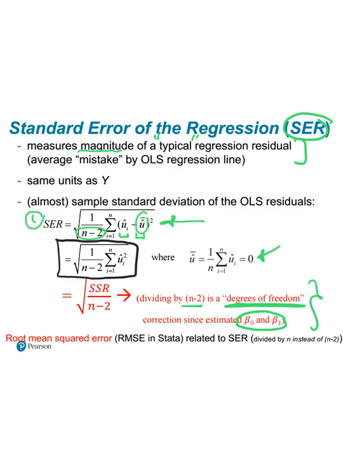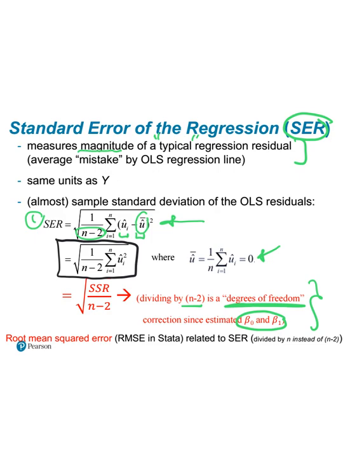So this says if we wanted to calculate by hand the standard error of the regression, we would square each of the estimated residuals. We would then sum that up and multiply by 1 over n minus 2. That would give us the variance, and then we would take the square root to find that standard error.